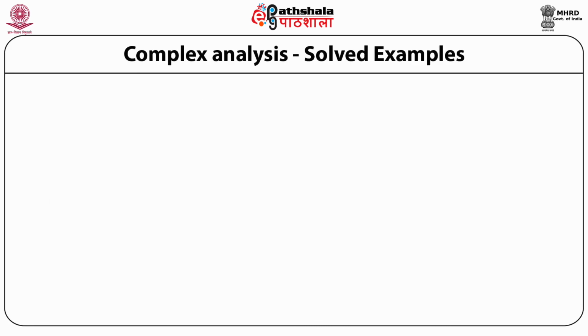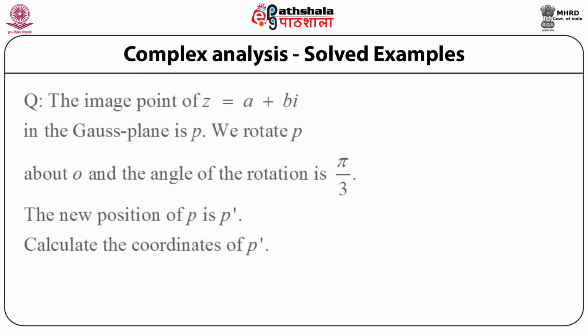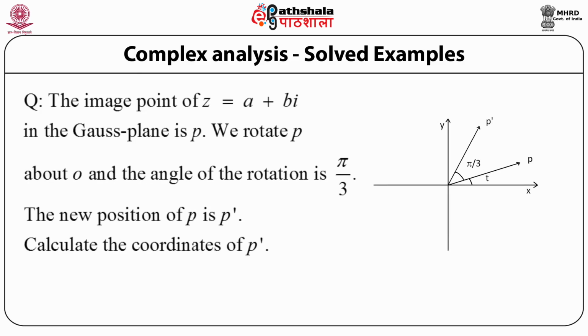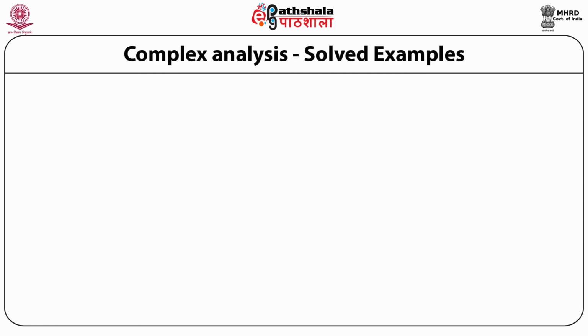We are going to find a rotation of a complex number. So let's see in the graph, there is a point P in the plane, and we are going to rotate it about O, which is the center origin, by angle pi by 3. The new position is P dash. Now we will have to calculate what are the coordinates of P dash, and we are going to see the solution to the problem. The figure is given at the right bottom.